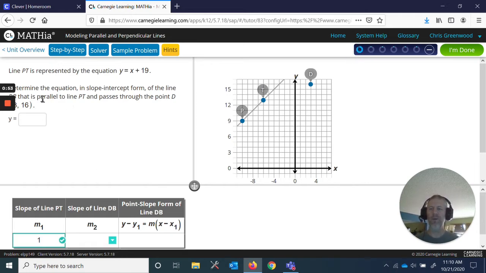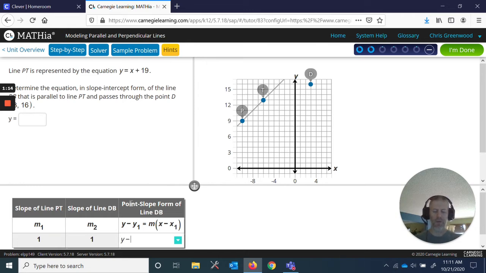The slope of line DB is, and it's kind of hidden there, but it says that it is parallel to line PT. So it's got to have the same slope. So that slope would also be 1 over 1. Another thing you might notice, you'll get some that maybe say negative x plus 19. That would be negative 1 over 1. Okay, so if there's no number in front of the x, it's just a 1 or a 1 over 1, however you want to look at it.